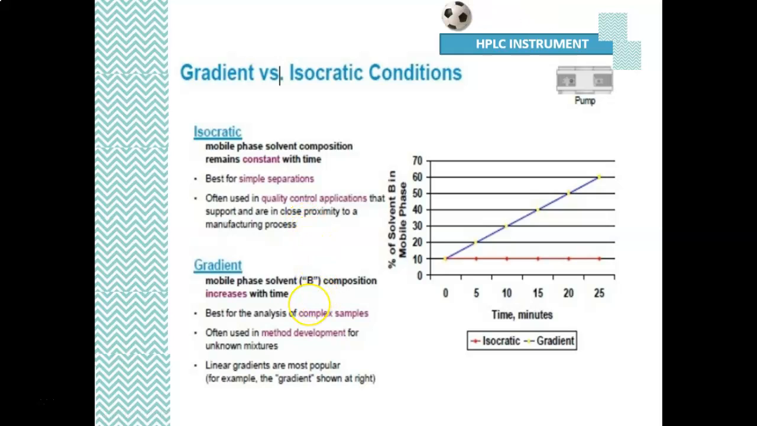For gradient mobile phase, the blue line, we can see the peak here, and the mobile phase solvent composition increases with time, best for the analysis of complex samples, often used in method development for unknown mixtures, and linear gradients are most popular, for example, the gradient shown on this curve.